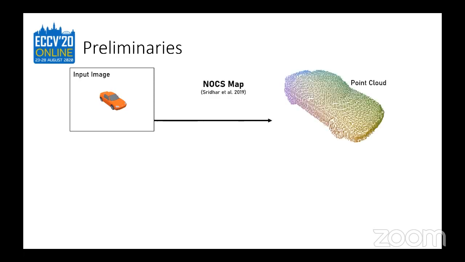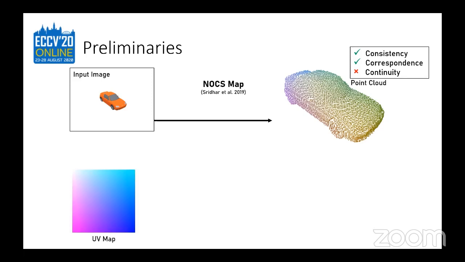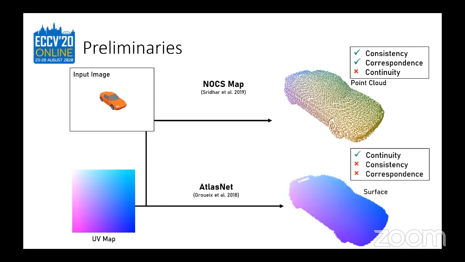We build upon 2 previous works for 3D shape reconstruction. The approach by Sridhar et al. uses the Knox map representation to reconstruct a point cloud. This shape is consistent across views and is in correspondence with the input pixels. However, the reconstruction is a discrete point cloud. AtlasNet, on the other hand, reconstructs a continuous shape but lacks consistency across views and pixel correspondence.